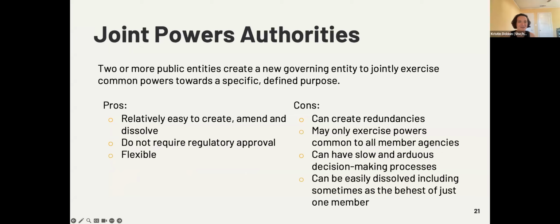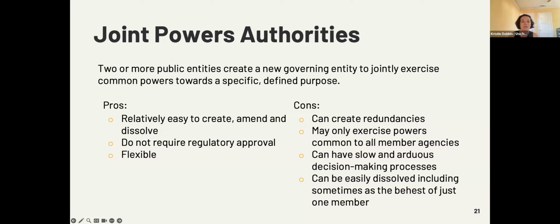So lastly, and I know this is a lot, I warned you up front, this will be the last in-depth slide, and then we'll move back out. So joint powers authorities, and you'll notice that the pros and cons of joint powers authorities are very similar to the umbrella organizations that I talked about before. That's because umbrella organizations most often are joint powers authorities. So this is a new governing entity that exists in addition to the pre-existing water systems.